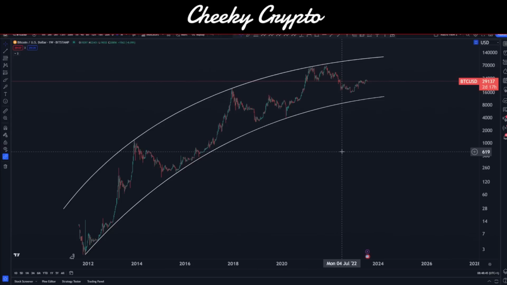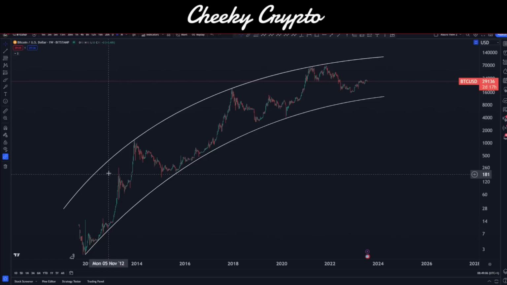Now, jumping over into the weekly time frame, I wanted to bring this one back up again. Something that I guess a lot of retail investors don't want to see, but something that I think is quite powerful nonetheless. What we've done here is we've got Bitcoin paired up with US dollar. We're on the Bitstamp 1 week chart. This basically gives us the big view of everything that's going on.